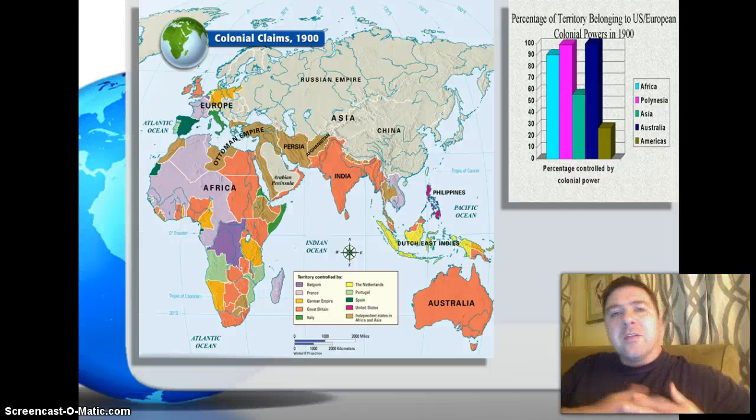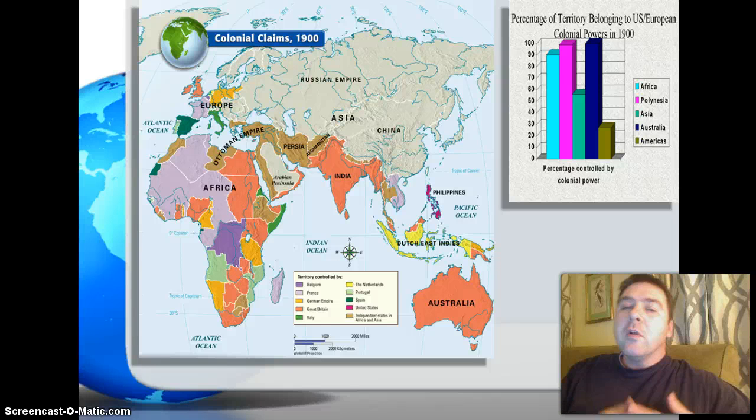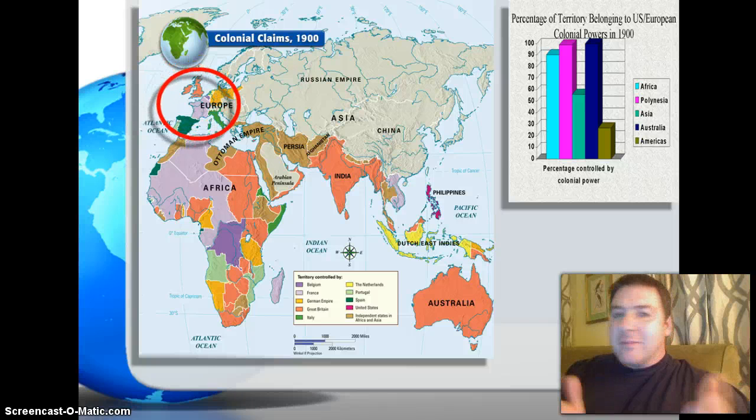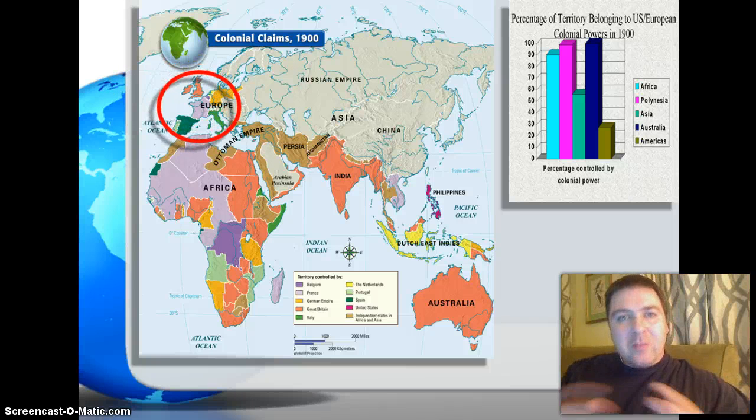To give us a sense of what we're talking about here, we see a map of colonial claims in the world in the Eastern Hemisphere in 1900. We can notice when we look at a map of the world, Europe is not that big a place in terms of geographical size. The colonial powers are inside this circle, countries like England, France, Germany, Belgium, Spain, Portugal.